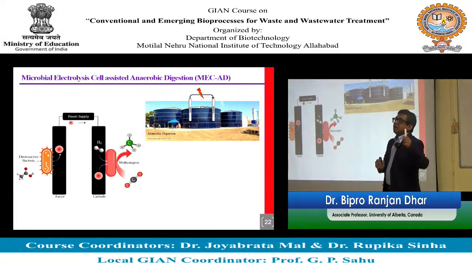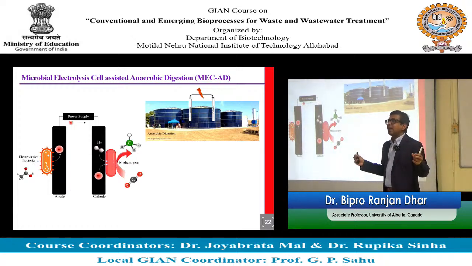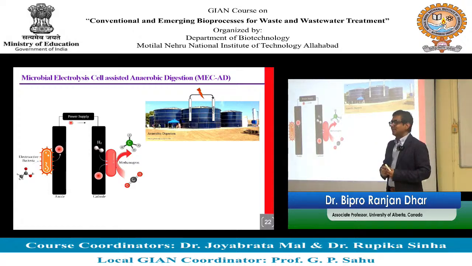Yesterday we learned that there are two types of methanogen, right? What are those two types? Acetoclastic and hydrogenotrophic. So there is a third type of methanogen. Now we call them electrotroph.